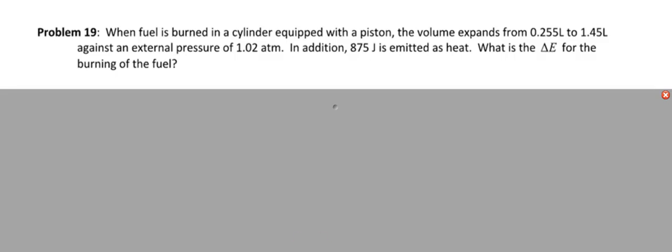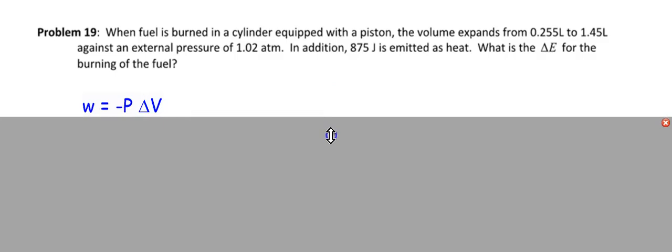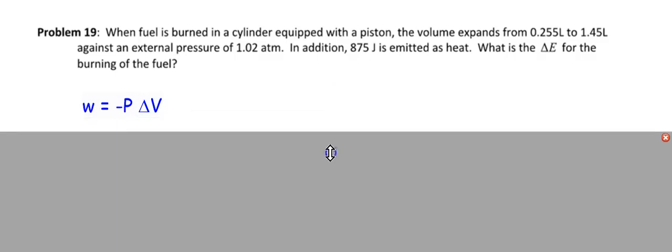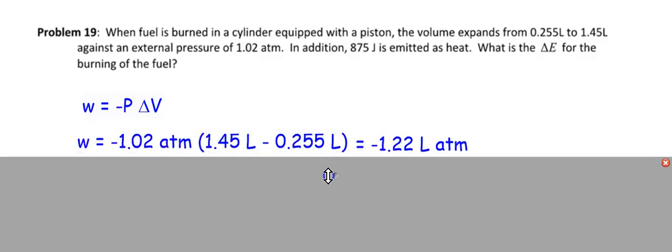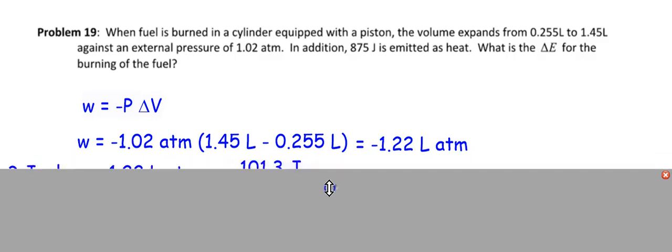Okay, so let's see how you did. Hopefully you paused it so you're not just watching me do all the work. Haha, get it? So anyway, here is my work: W is negative P delta V. I plugged in my pressure and my volume. Notice again that the volume is expanding, so my work is a negative number.